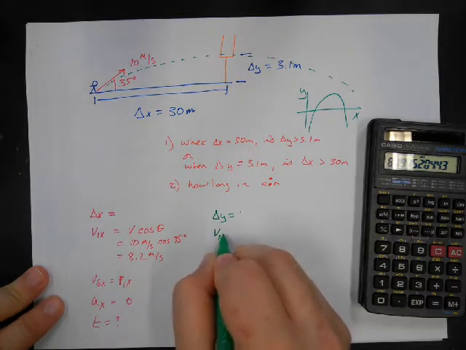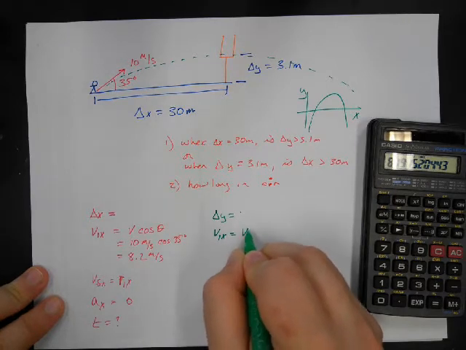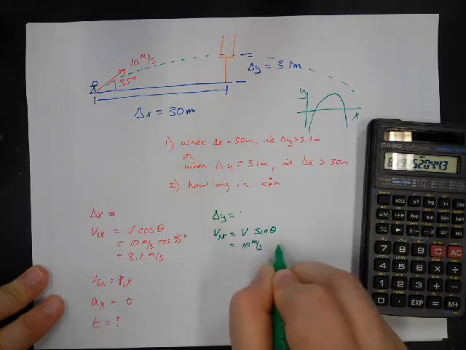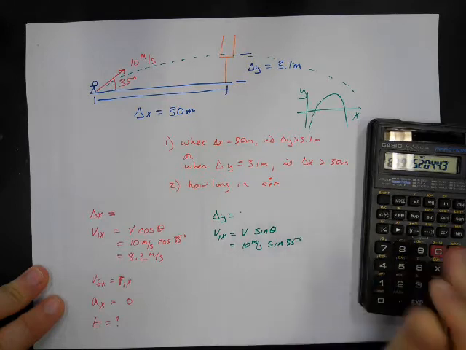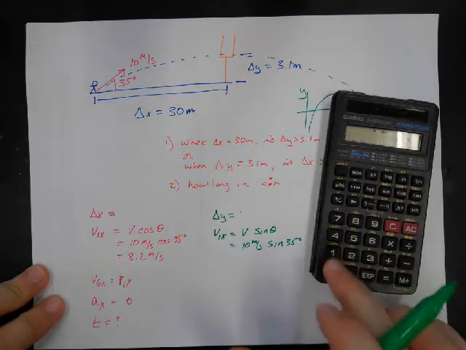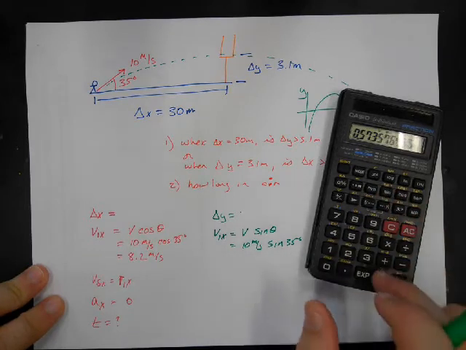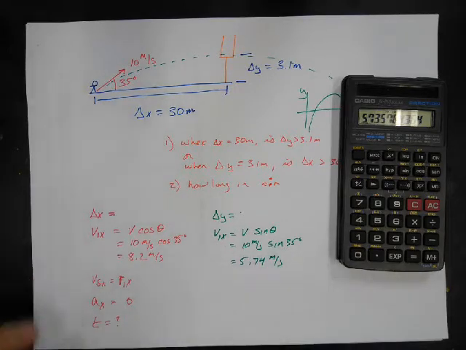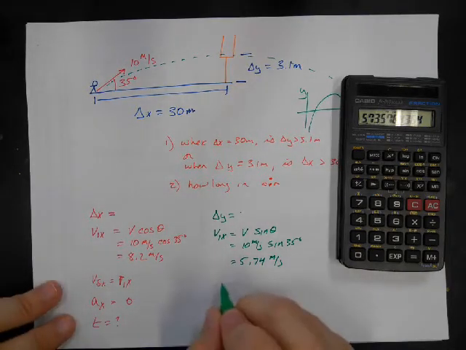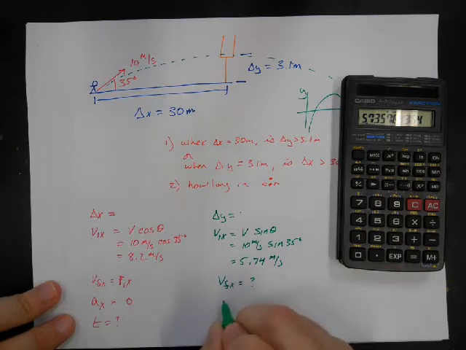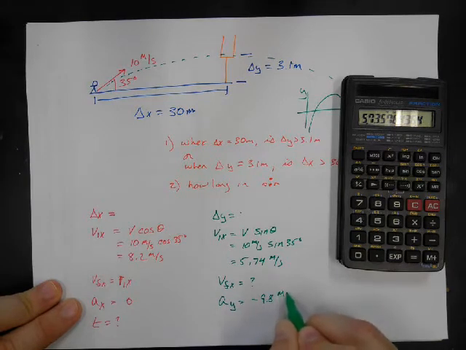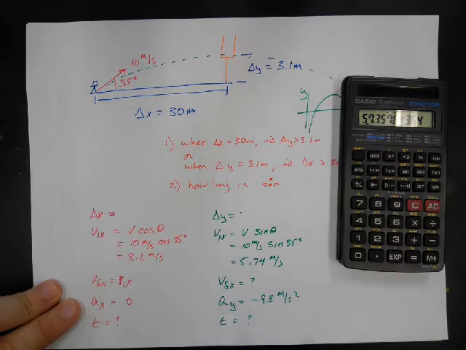We have an idea. We can check, but we're going to have to do this a couple of times, probably. And so we have V initial y is V sine theta. So it's 10 meters per second, sine 35 degrees. I'm going to guess it's about 6-ish. 10 times sine 35 is 5.74 meters per second. V final y, we don't know. The acceleration in the y direction, we know, is minus 9.8 meters per second squared, and the time we don't know yet.